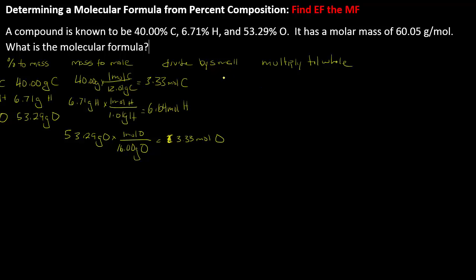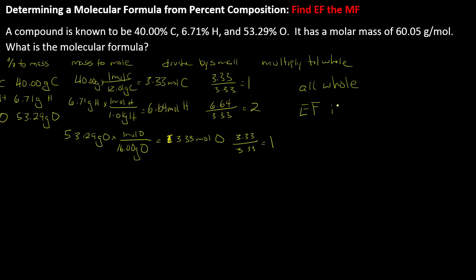And now I'm going to divide these three answers by the smallest of the three of them. So 3.33 divided by 3.33 is 1. 6.64 divided by 3.33 isn't quite 2, but it's close enough. It's 1.99 something. So this comes out to 2, and then the ratio for oxygen is 1. These are all whole numbers already, so I'm just going to leave them. I don't have to do a multiply till whole step here.